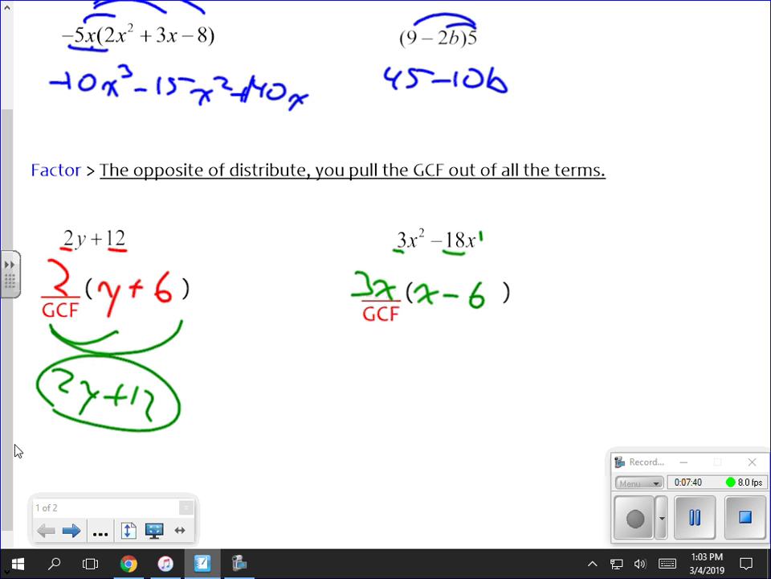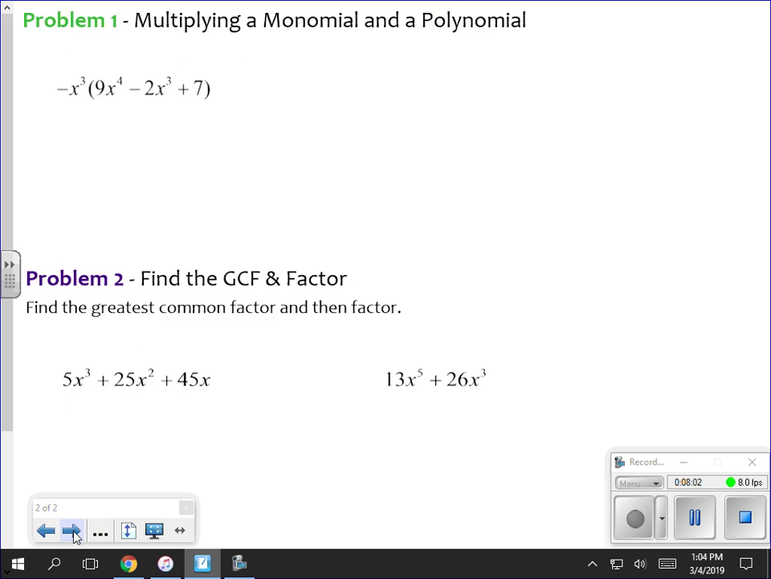Now, how many x's did I have here? 1. How many did I pull out? 1. So do I have any left? No. I'm done. So when I look at variables, I say, okay, do I have one in each term? Yes. I pull out 1, and then I pull out the smallest power. Okay, that's factoring. That's pulling out a common factor. So, do the top problem. Distribute.